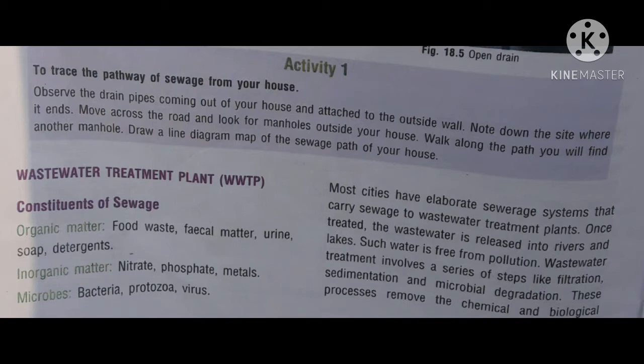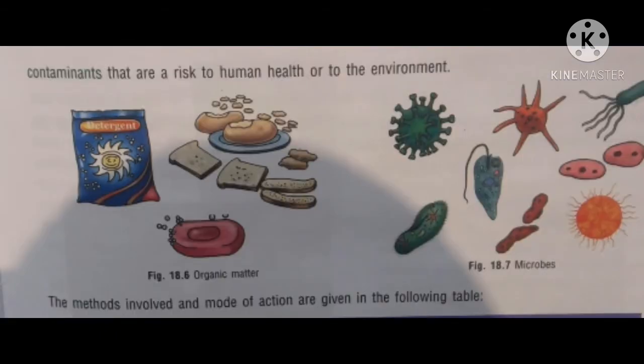Now, most cities have an elaborate sewerage system that carries sewage to a wastewater treatment plant. Once treated, the wastewater is released into rivers and lakes. Such water is free from pollution. Wastewater treatment involves a series of steps like filtration, sedimentation, and microbial degradation. These processes remove the chemical and biological contaminants that are a risk to human health or to the environment.